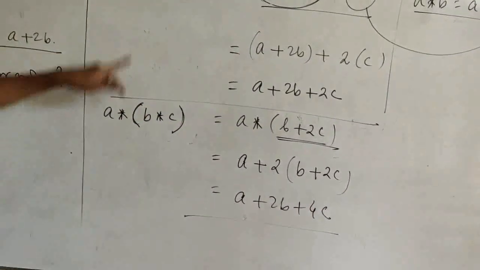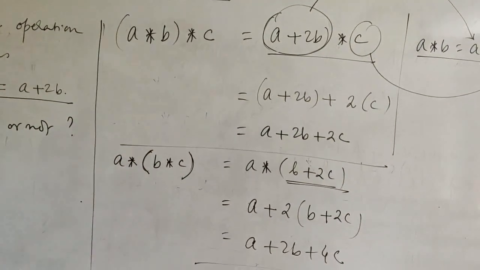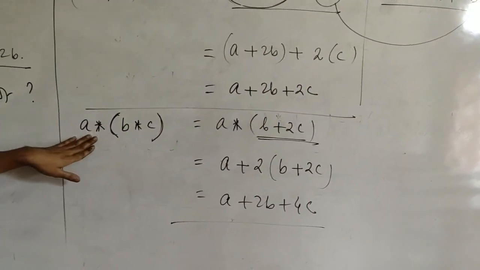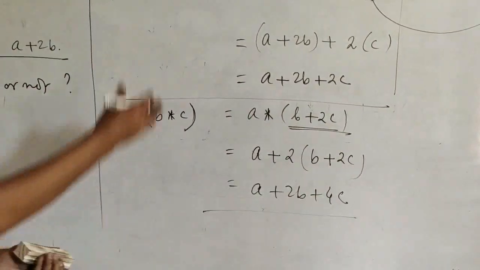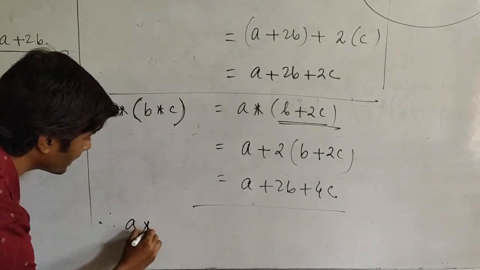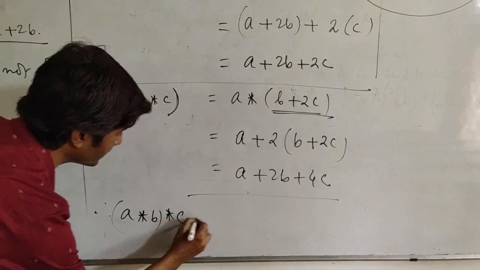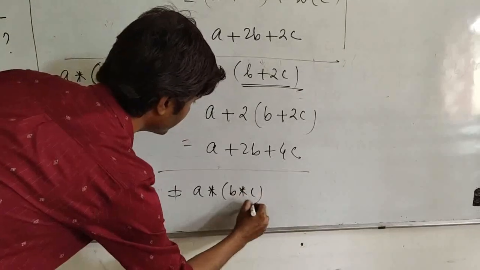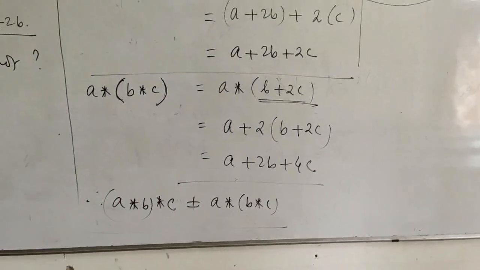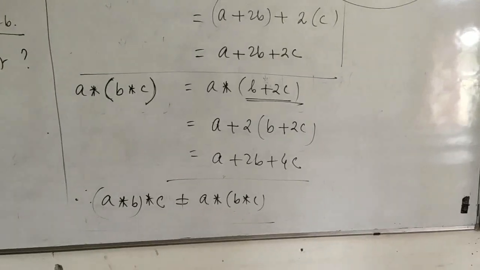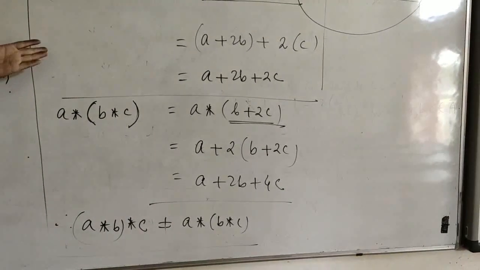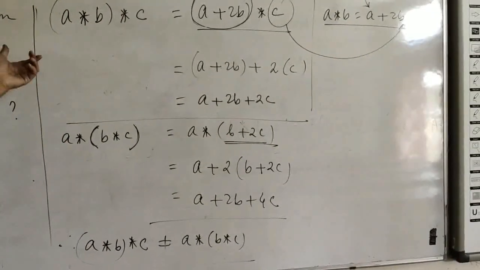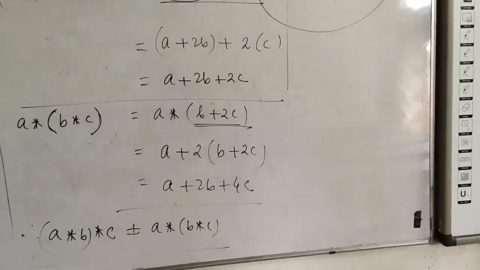We have seen that this one is not equal to this one. The first expression has value A plus 2B plus 2C. The second one has value A plus 2B plus 4C. Both values are not same. Therefore, A star B star C is not equal to A star B star C, thus showing that star is not associative. The operation star, though it is binary, is not associative. Of course, we may establish that star is not associative by taking certain example.